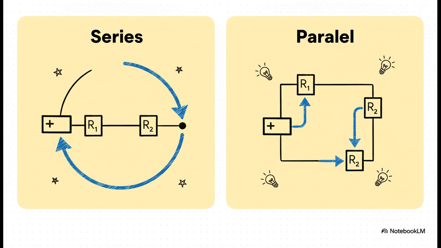It's like adding more lanes to a highway. The current can split up, which actually makes it easier for everything to flow, and that reduces the total resistance. If one light bulb burns out in a series circuit, the whole road is broken. But in parallel, the other lanes stay open.